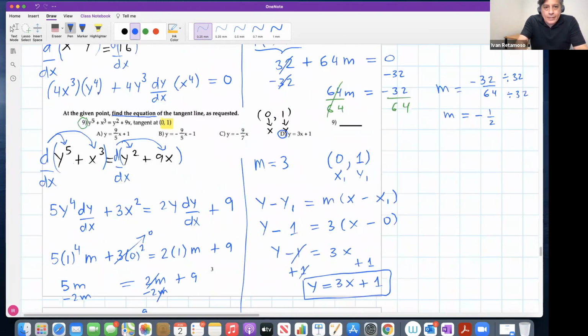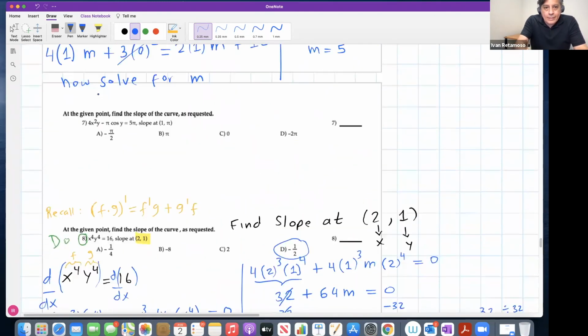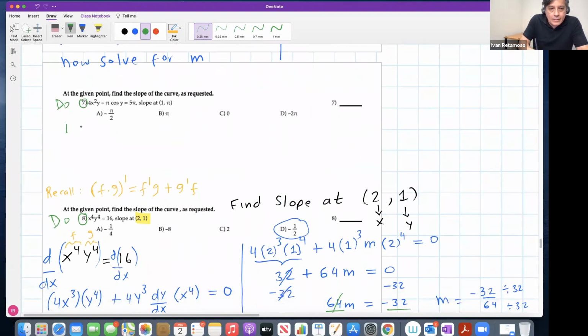Okay, now probably to finish, we should look at this quickly. Yeah, I'm gonna just do it for you to help you out with your homework problems. 4x squared y minus pi cosine of y equal 5 pi. They want you to figure out just the slope, not the equation of the line, just the slope, right? At what point? At this point, 1 comma pi, right?